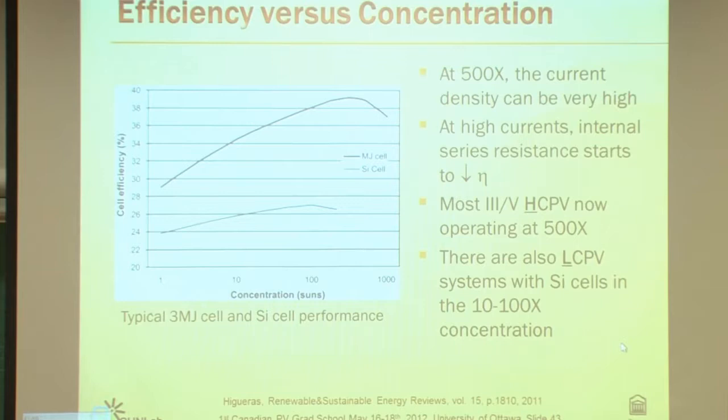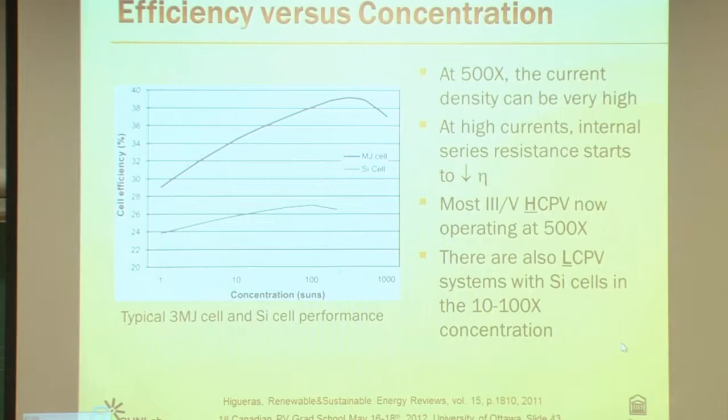Looking at it another way, efficiency increase versus concentration, you can see it comes up here. There's a roll off at very high concentrations due to series resistance. Silicon too will get an efficiency increase with concentration, but it's not as dramatic and it rolls off sooner. So you can see low concentration PV systems that use silicon cells tend to sit around 10 to 100 times concentration, whereas the multijunction cells tend to sit around 500 times concentration.